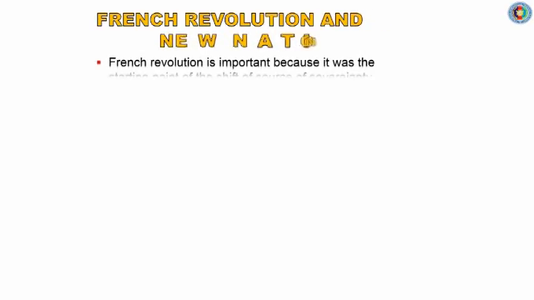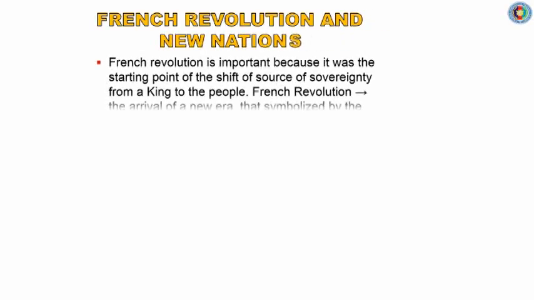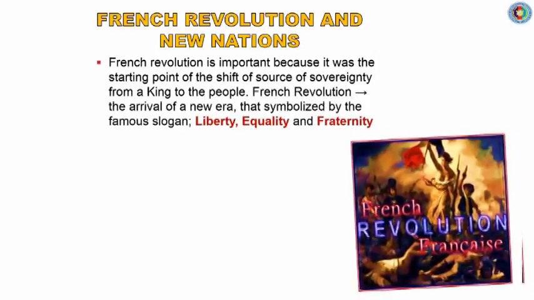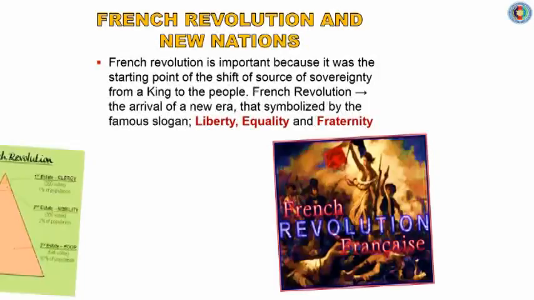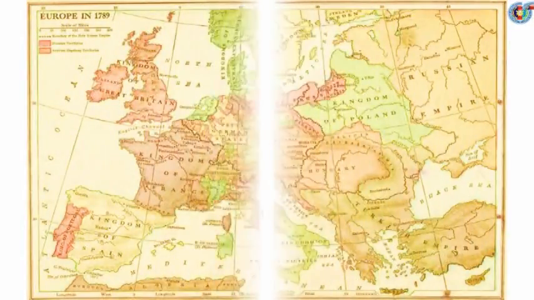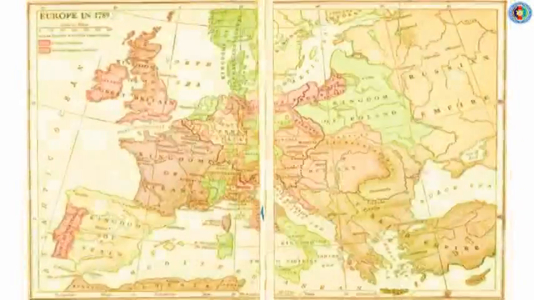The French Revolution is important because it was the starting point of the shift of the source of sovereignty from a king to the people. The French Revolution was the arrival of a new era that symbolized the famous slogan, liberty, equality, and fraternity. Napoleon Bonaparte, a general, emperor, and enlightened despot, his rise and fall.